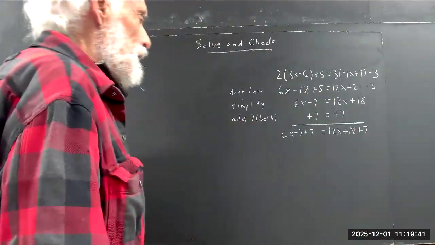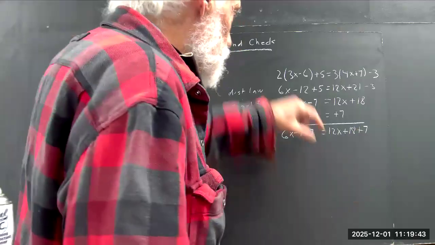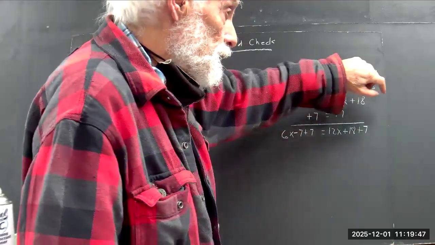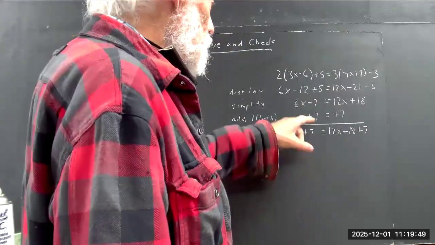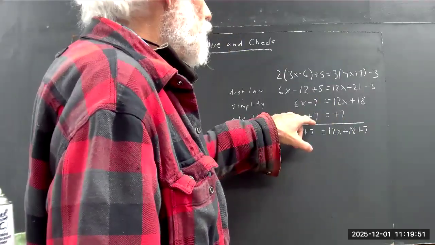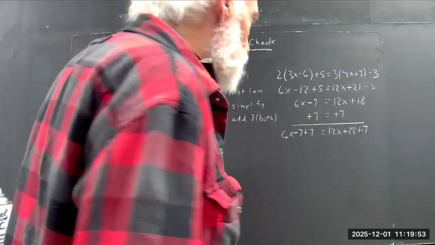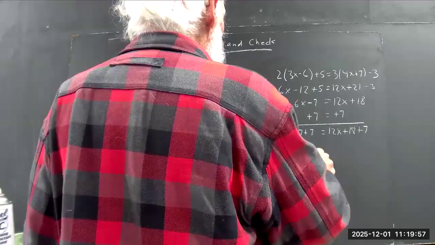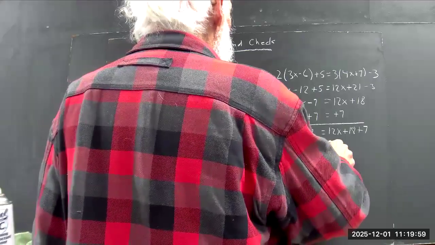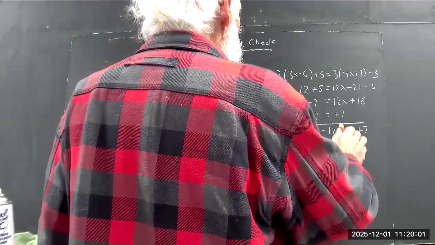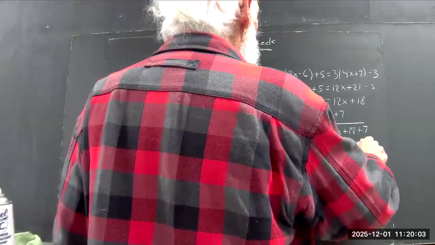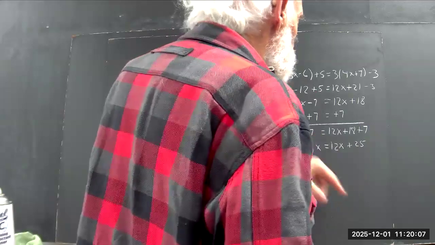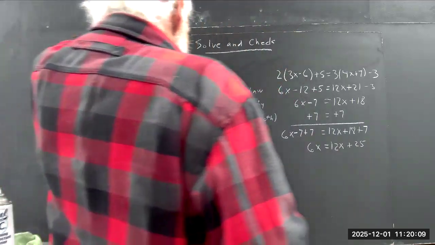You can write out this step directly just by writing this side and putting a plus 7 on it, and then write out this side and put a plus 7 on it. But it can be helpful to add the equation 7 equals 7. Then 6x minus 7 plus 7 is 6x. 18 and 7 is 25. So we have 6x equals 12x plus 25.